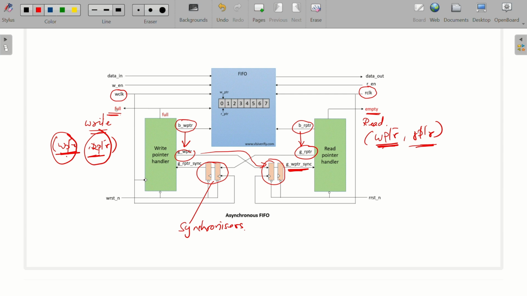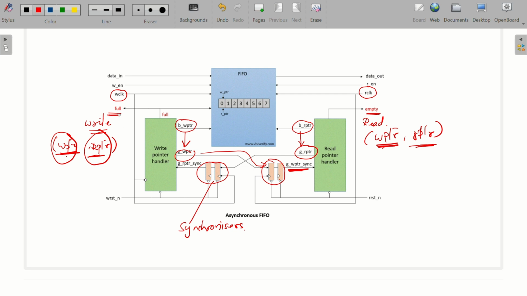And since in order to determine the full and empty condition, I need cross domain signals, that's why I have put these synchronizers. Okay, and W reset n is the reset for the write clock domain, and R reset n is the negative-edge reset for the read clock domain.